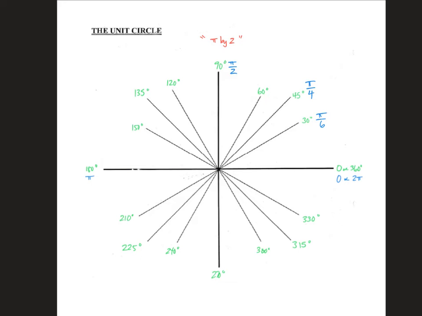Okay, now we need to come up with a 60-degree angle. Well, there are two ways to deal with that. We could use the exact same reasoning. To take 180, we would have to divide it by 3 to get 60. So I have to take pi and divide it by 3. So I get pi by 3.